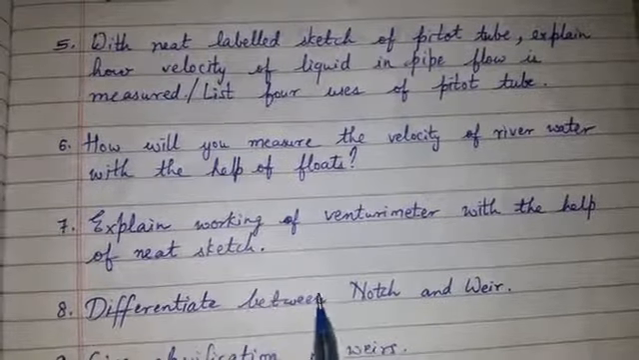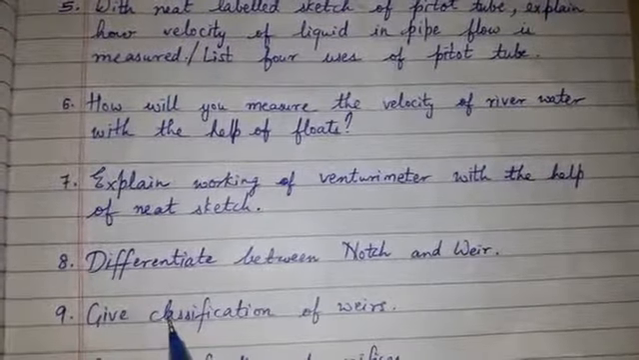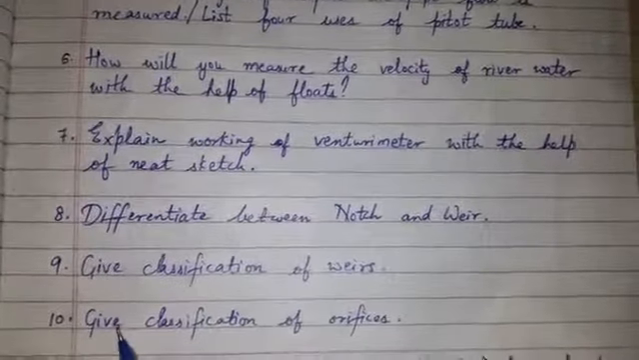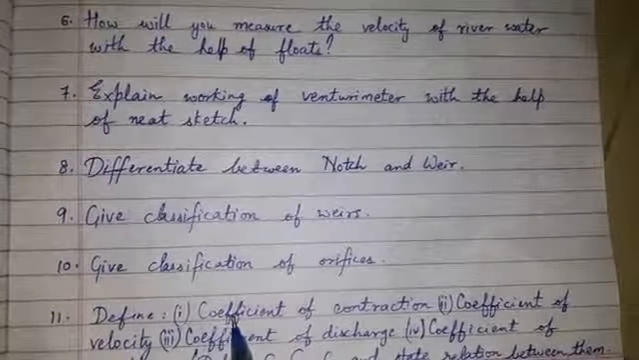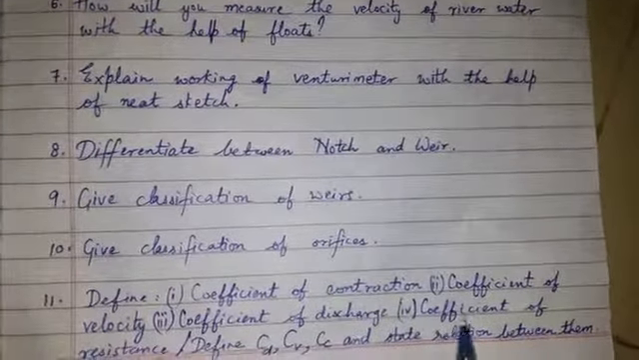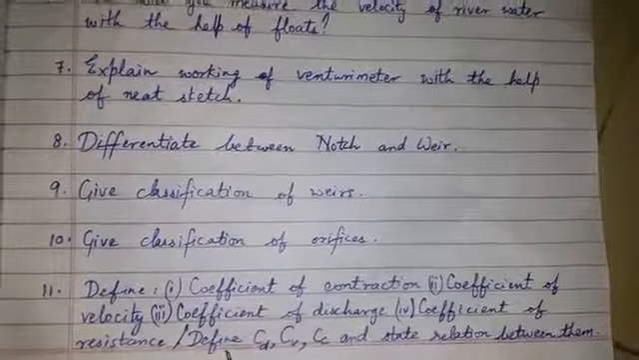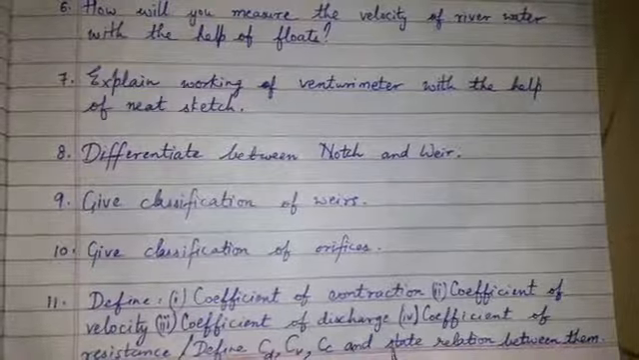Question number 8, differentiate between notch and weir. Question number 9, give a classification of weirs. Question number 10, give classification of orifice. Question number 11, coefficient of contraction, coefficient of velocity, coefficient of discharge, coefficient of resistance, or it can be asked define Cd, Cv, Cc and state relationship between them.